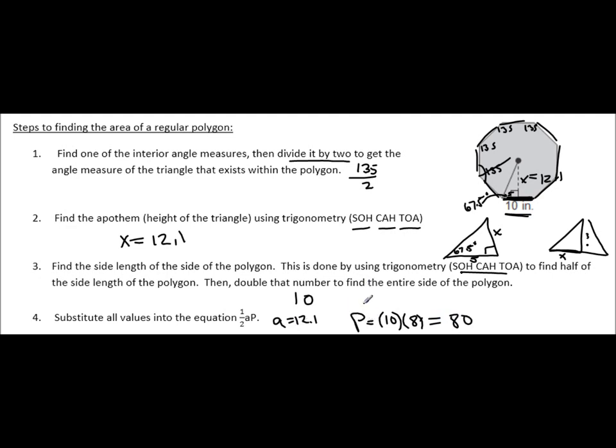So to substitute the values into the equation, 1/2 apothem times perimeter gives us an area of 964 inches squared.